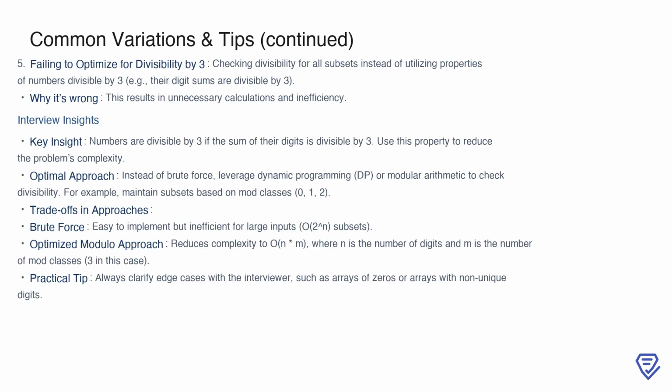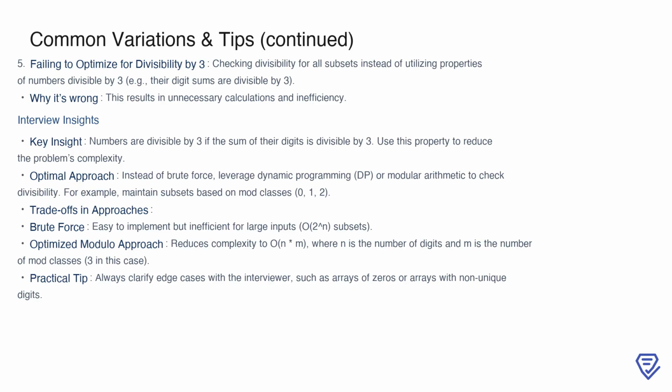Another major mistake is failing to optimize for divisibility by 3. Instead of leveraging the properties of numbers divisible by 3, such as their digit sums being divisible by 3, some solutions check divisibility for all subsets, leading to unnecessary calculations and inefficiency.